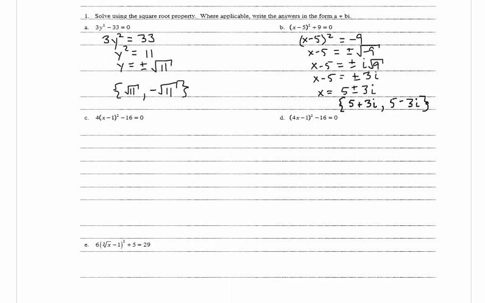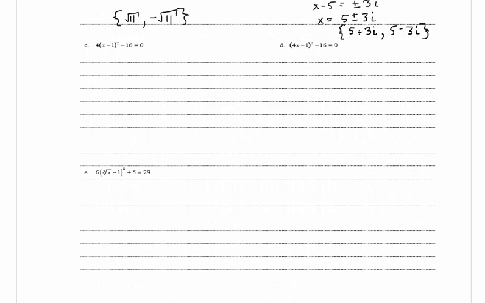In C, we have 4 times (x minus 1) squared minus 16 is equal to 0. So the first thing we're going to do is add 16 to both sides. So we have 4 times (x minus 1) squared is equal to 16. And then I'm going to divide both sides by 4. So I have (x minus 1) squared is equal to 4.